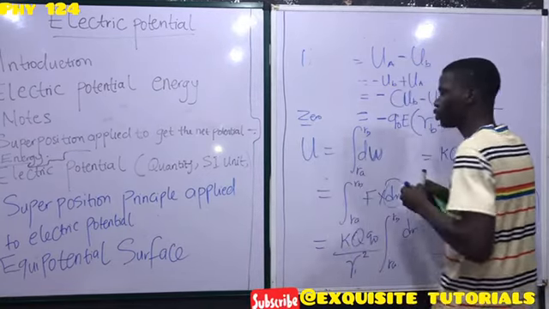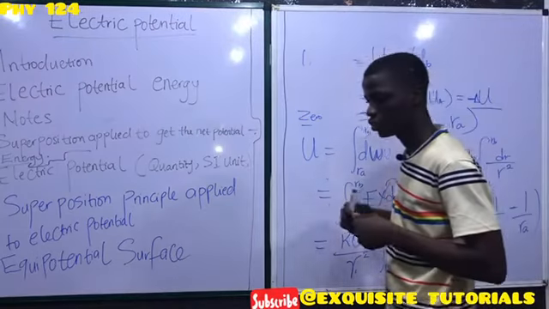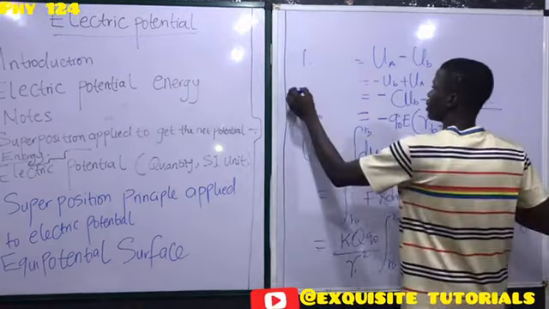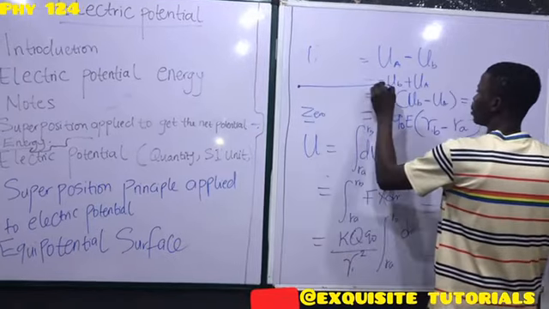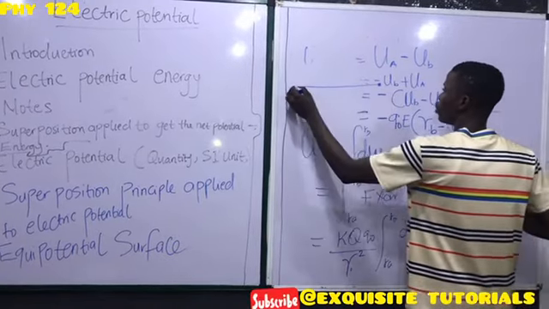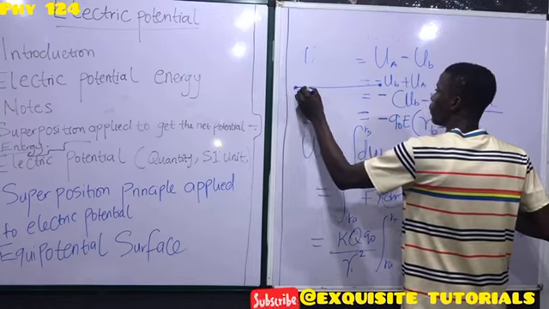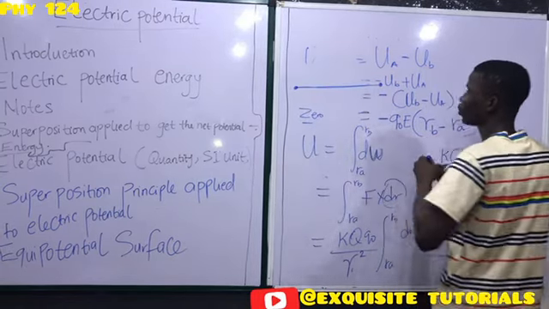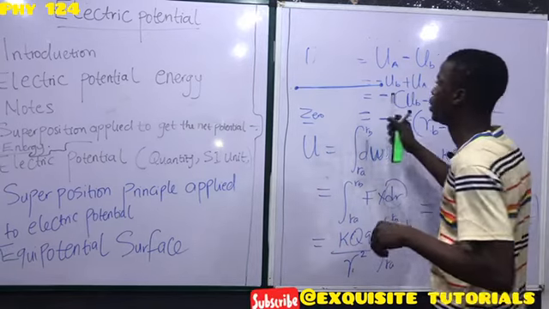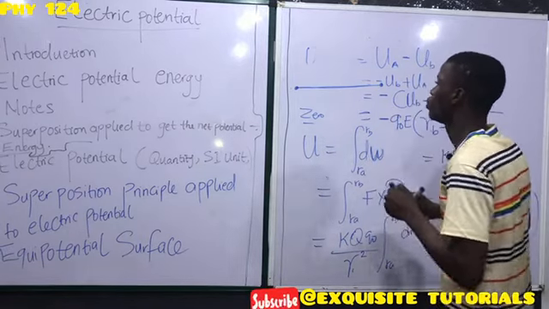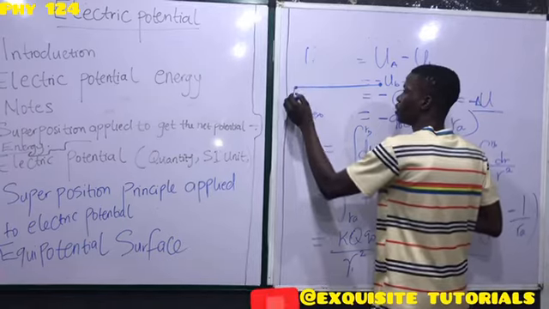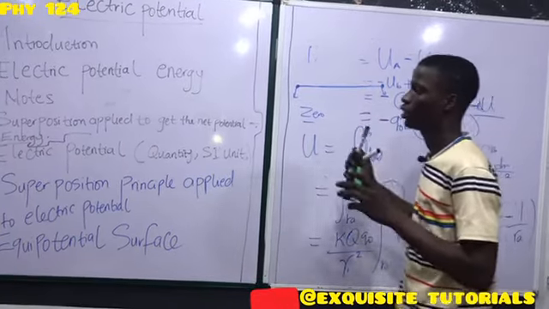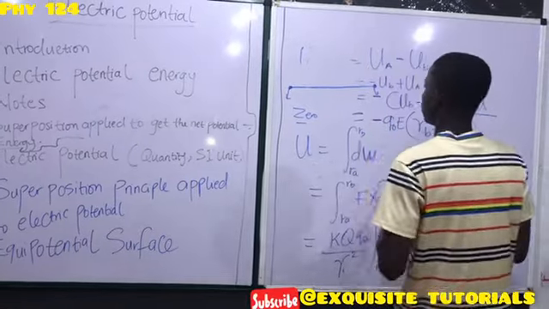And also the electric force along a path, let me assume this is a line, or the work done by an electric force along a path depends solely upon the end points, this point and this point. So those are the several things you have to note when it comes to electric potential energy.